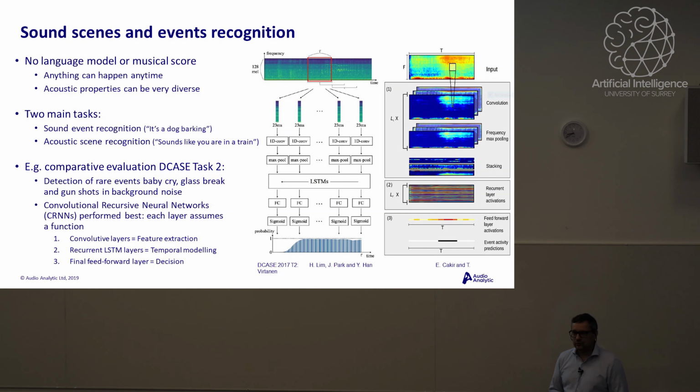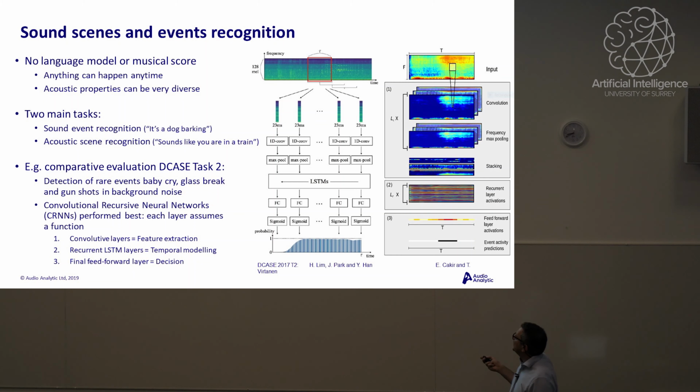And the architecture which won this type of task is called convolutive recurrent neural networks, CRNNs, which perform best. Again, it's an instance of software 2.0, where you have a variety of layers assuming various tasks. From the spectrogram input, you have a convolution, frequency max pooling, and stacking to do feature extraction. Then you have recurrent layers to pull some of the long-term information out of that. And then you have feed-forward activation and predictions to do the final decision. So this was the system from Emre Çakır and Tuomas Virtanen from Tampere University of Technology.